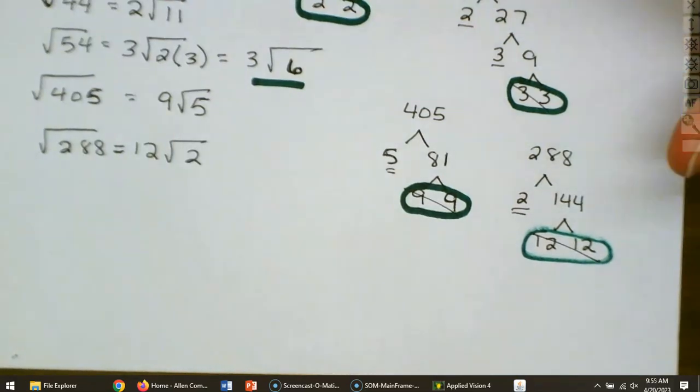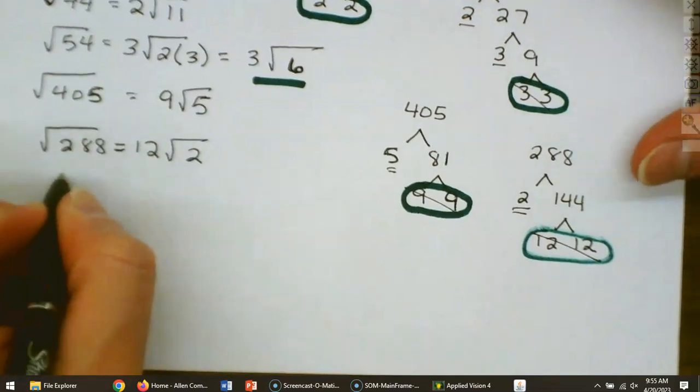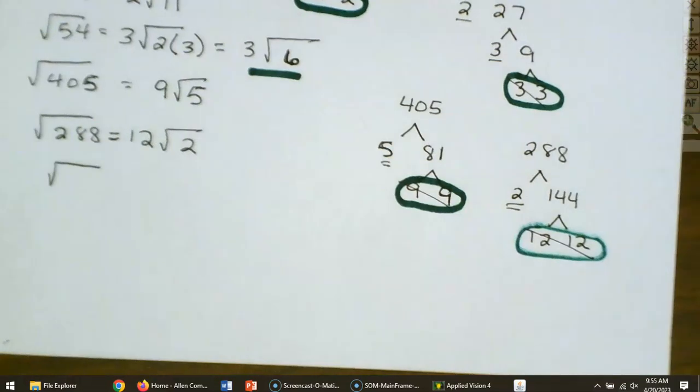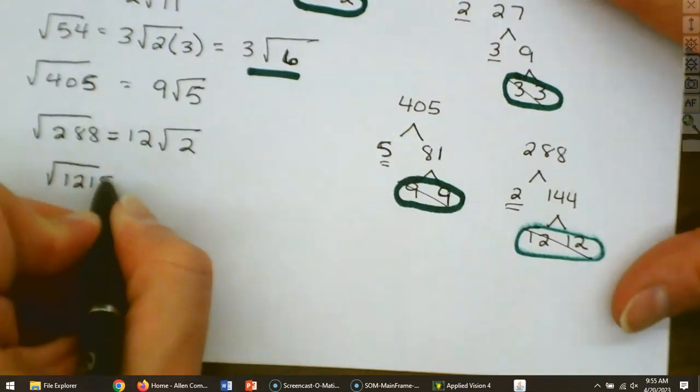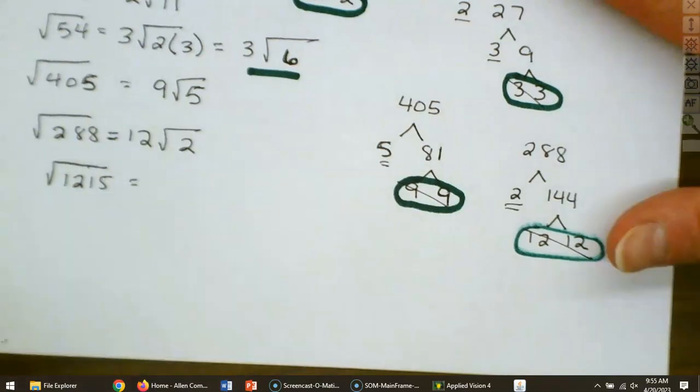All right, let's do one more, and then we'll talk about imaginary numbers, and then we'll look at variables. So let's try another one, just one more of these. How about the square root of 1215? So let's try to break down the square root of 1215.